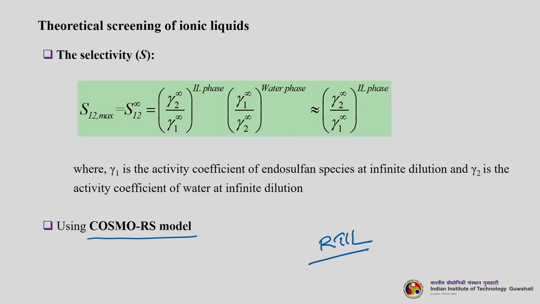There are n number of ionic liquids available, both commercially and that you can prepare. So, which ionic liquid to choose for our particular application? That is why we have done some theoretical calculations. I will not go into detail about this. We used the COSMO-RS model, which is based on the activity coefficient, a thermodynamic concept, and you find out the selectivity using this equation.